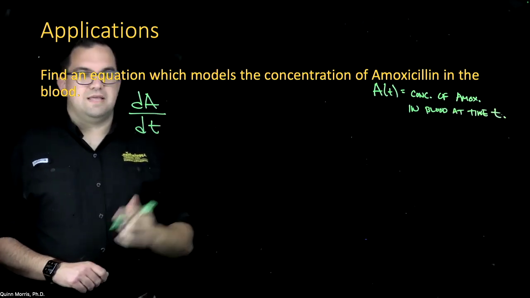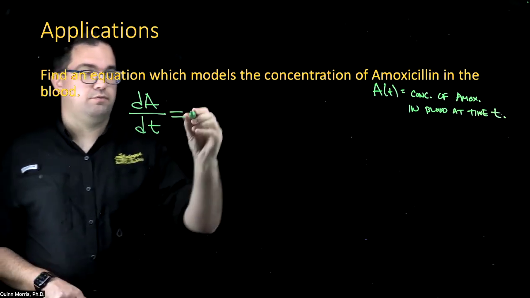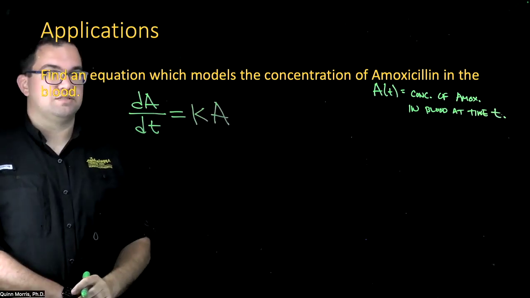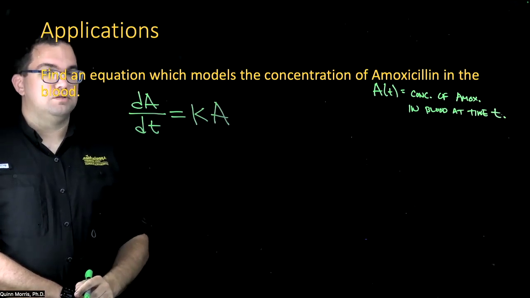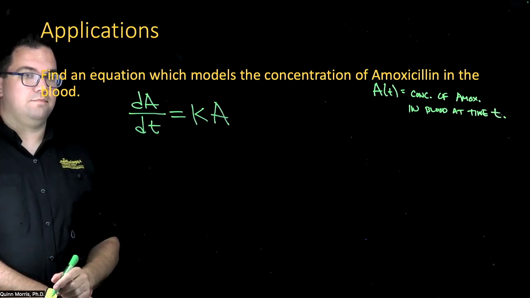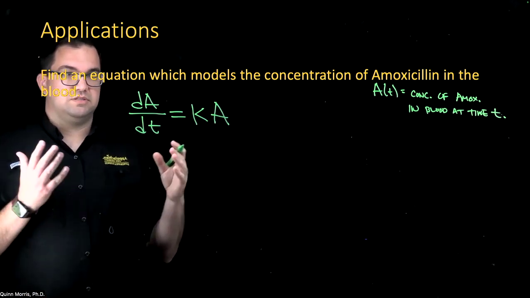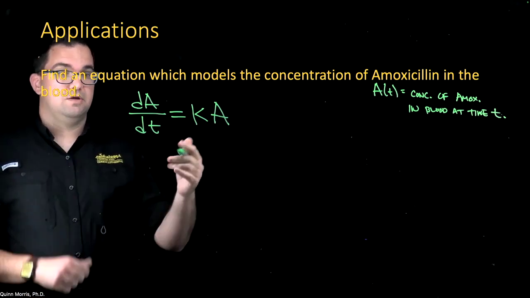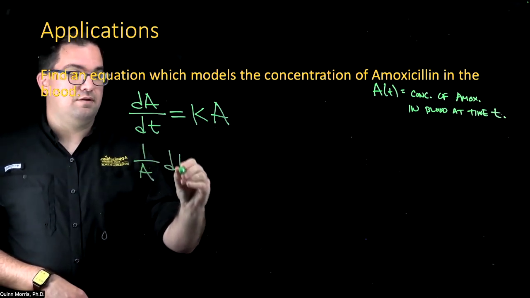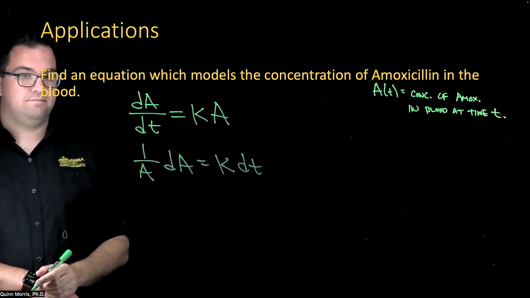Now, what we were told is that it decays at a rate which is proportional, some constant of proportionality, to the amount of amoxicillin that's actually in the blood. Okay, so we have this equation. Now this is a separable differential equation. So I can rewrite this as 1 over A dA is equal to K dt.